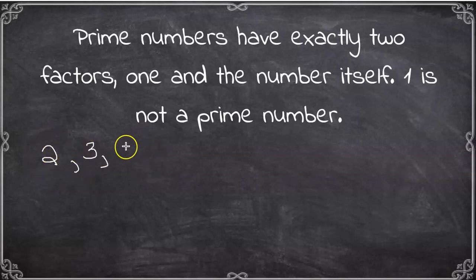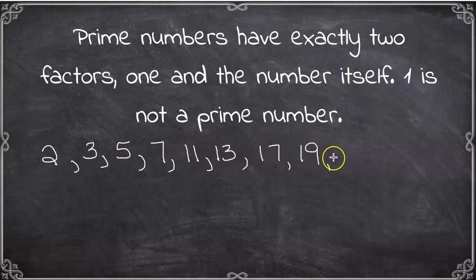So after 3, we have 5. 5 is a prime number because it has two factors, 1 and 5. And then 6 is not. 7 is a prime number. 9 is not a prime number because it has factors of 1, 3, and 9. So after 7 would be 11, and then 13, and then 17, and then 19 and 23.